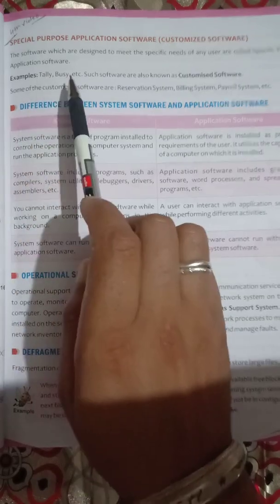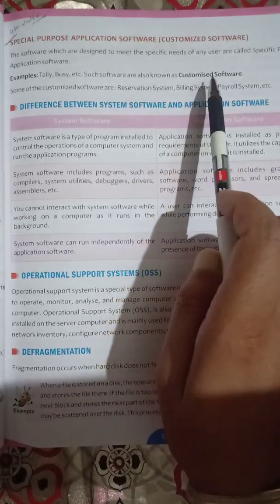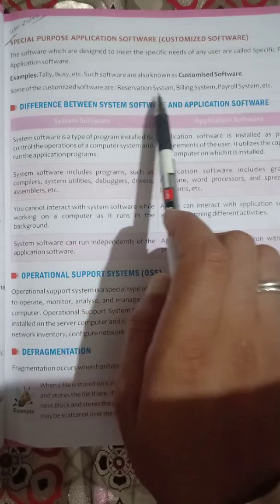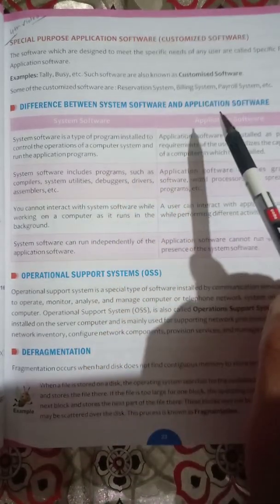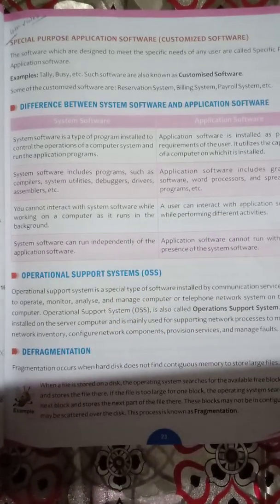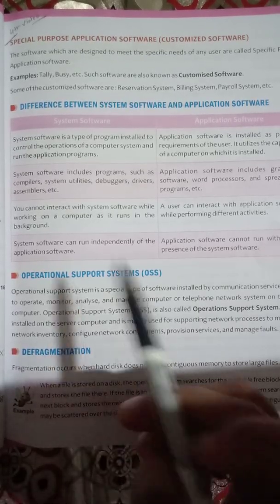Next, here you see examples of special purpose application software. First is Tally, second one is Vizy, etc. Such software are also known as customized software. Some of the customized software are reservation system, billing system and payroll systems, etc. These all are examples of special purpose application software, because this software is created for a particular work.